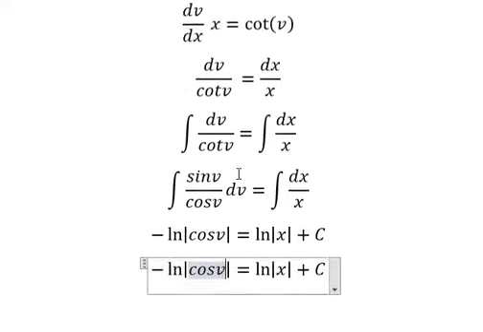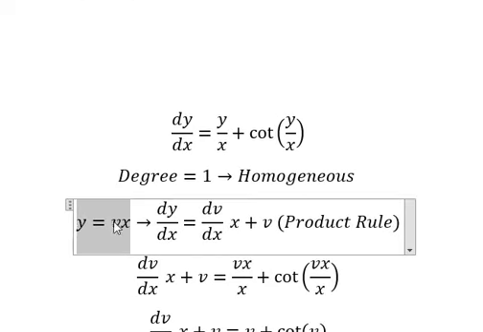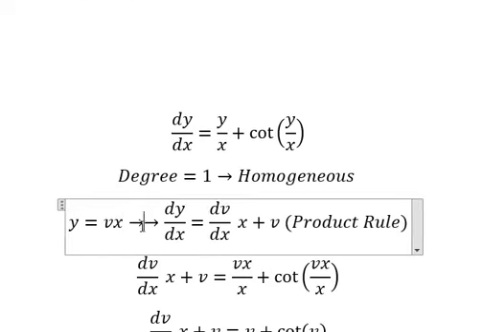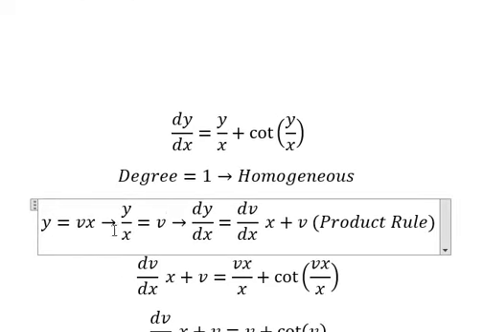About v, that is about this one, so we divide both sides by x, and now we need to change v into this one.